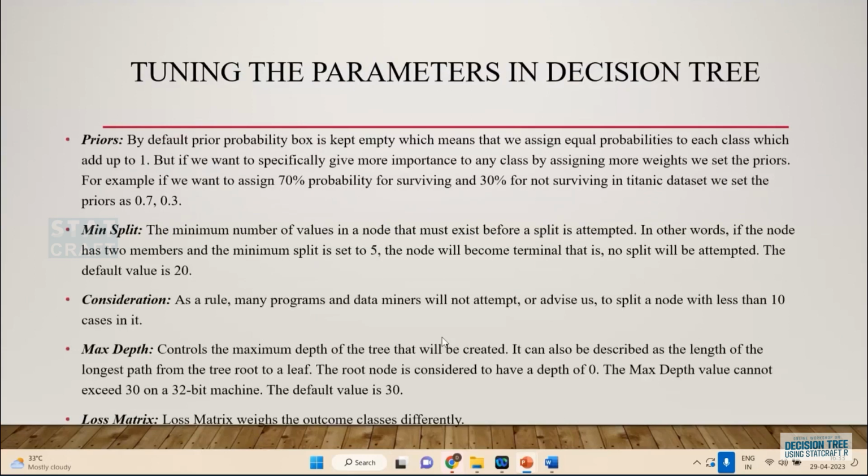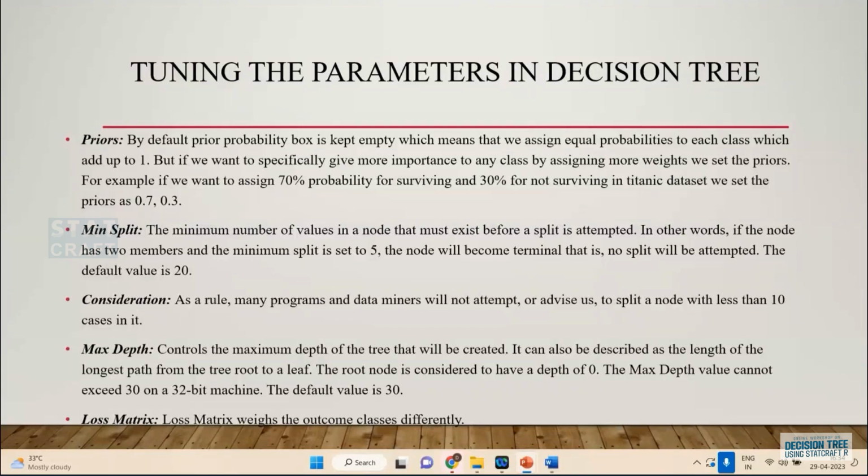Now tuning the parameters. When you operate the STATCRAFT, it will give you some parameters: priors, minimum splits, the maximum depth which we want, the loss matrix. Let's see one by one. Priors: the probability of occurrence of the good event and the bad event. How much probability can I assign to success and failure? Probability of heads and tails. What is the probability? 50-50.